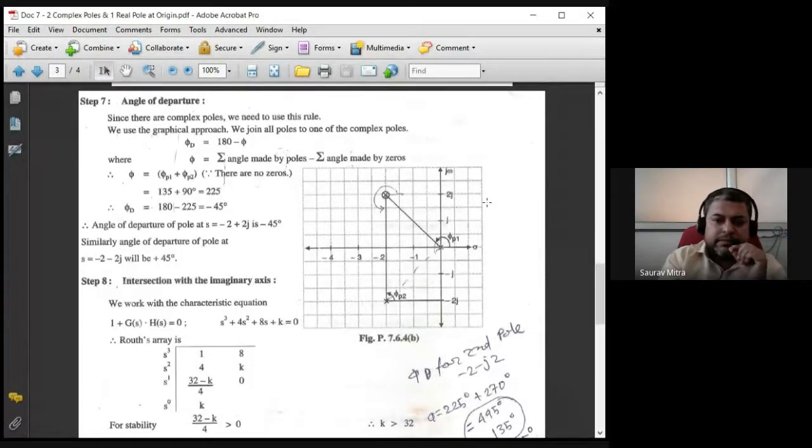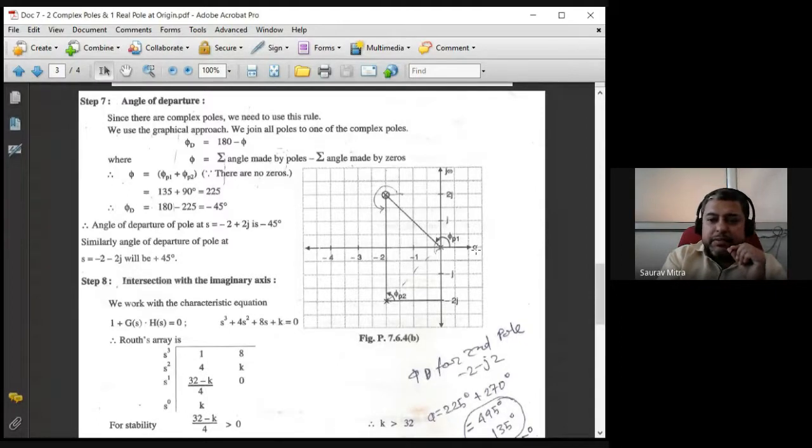So I'll repeat the whole process. There are three poles. You want to find the angle of departure at minus 2 plus 2j. First step, join minus 2 plus 2j with 0 and extend the x-axis. This line makes an angle with the positive side of the x-axis, and you find that this angle is 135. How so? Because the height is 2 and the base is 2. So you should have a clear understanding of geometry and trigonometry. The inside angle is 45, so the outside angle is 135. This is the first case, called phi 1.